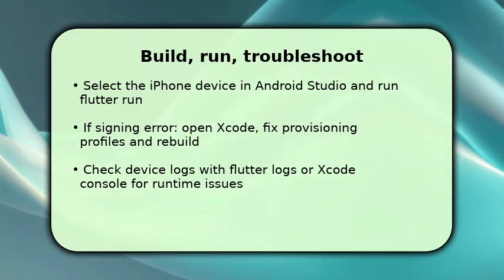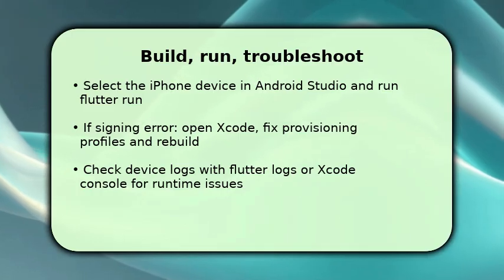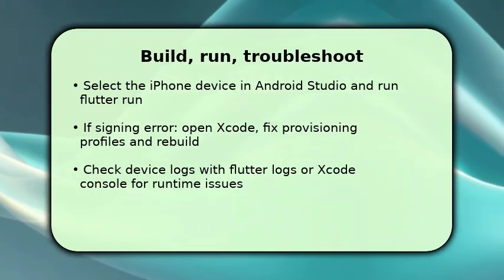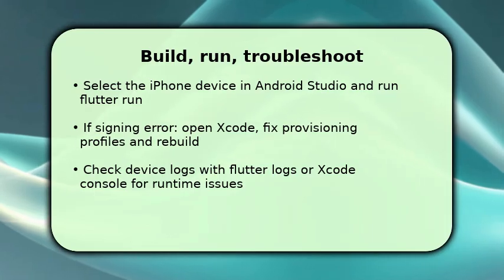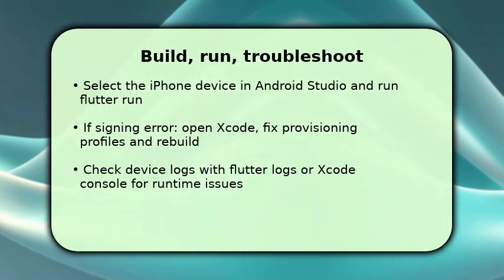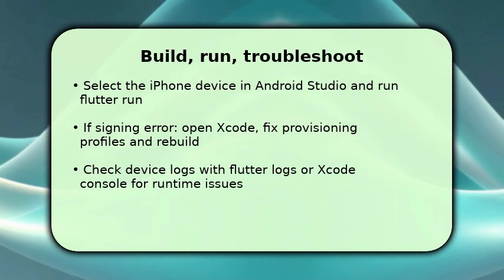If the app installs but misbehaves, inspect runtime logs via flutter logs or Xcode's console. One key troubleshooting tip: restart the device and replug the USB cable to clear pairing glitches.